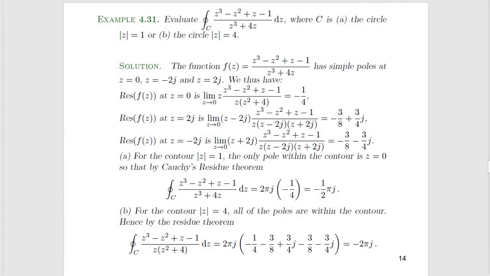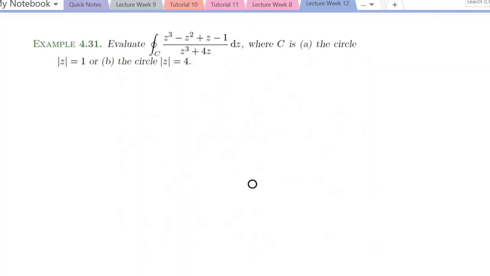Okay, let's look at another example. Evaluate the contour integral where C is (a) the circle |z| = 1, and (b) the circle |z| = 4. Means that we have to evaluate this integral for the path C, where C is a contour of the circle with radius 1 for (a), and radius 4 for (b). Now we work it out here.